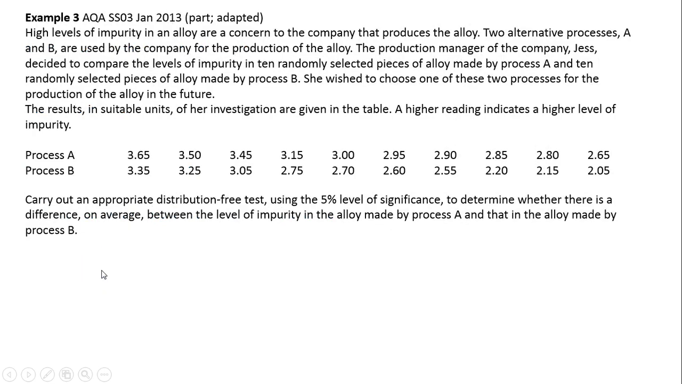Another example, high levels of impurity in an alloy are a concern to the company that produces the alloy. Two alternative processes, A and B, are used by the company for the production of the alloy. The production manager of the company, Jess, decided to compare the levels of impurity in 10 randomly selected pieces of alloy made by process A and 10 randomly selected pieces of alloy made by process B. She wished to choose one of these two processes for the production of alloy in the future.